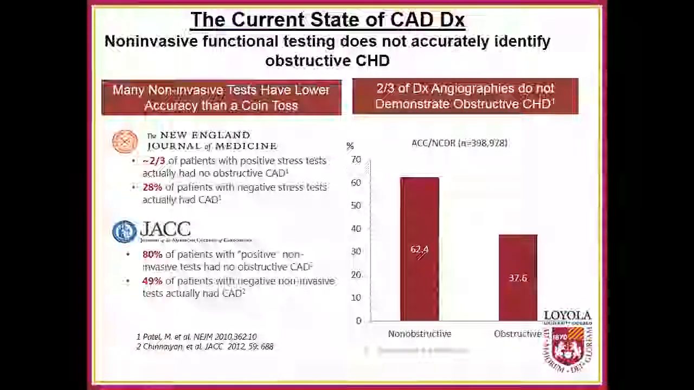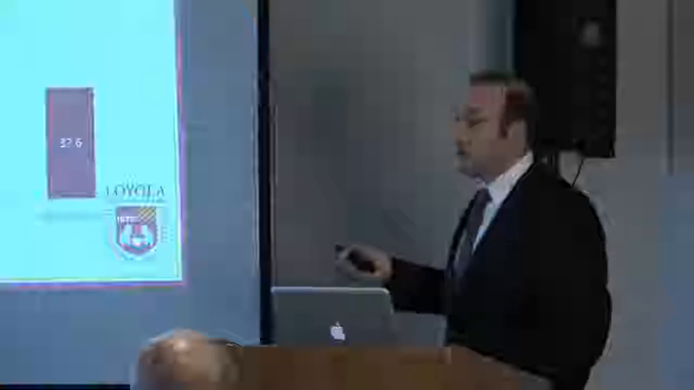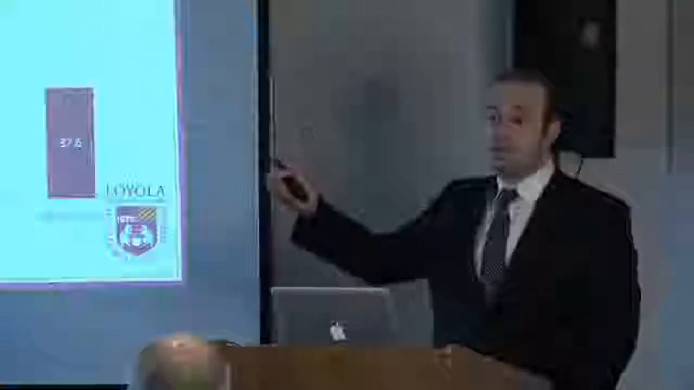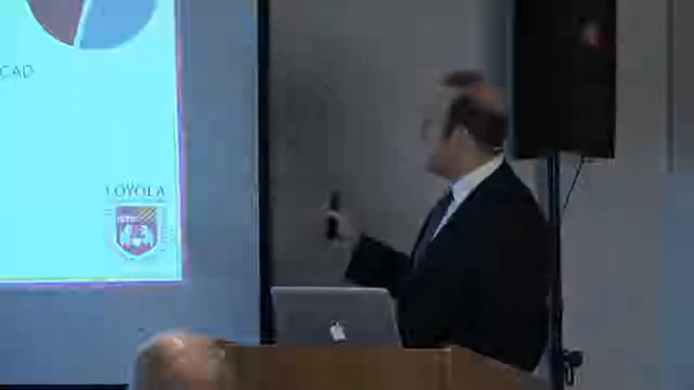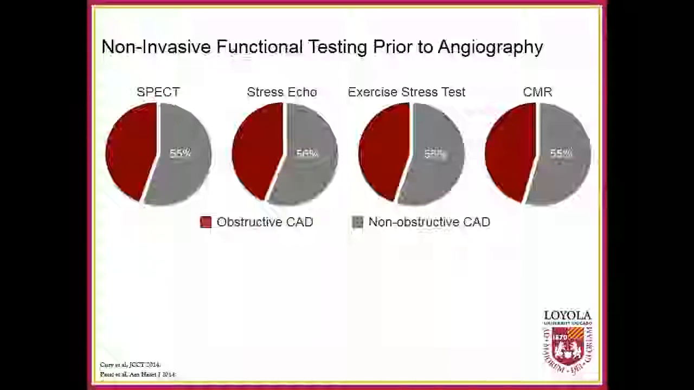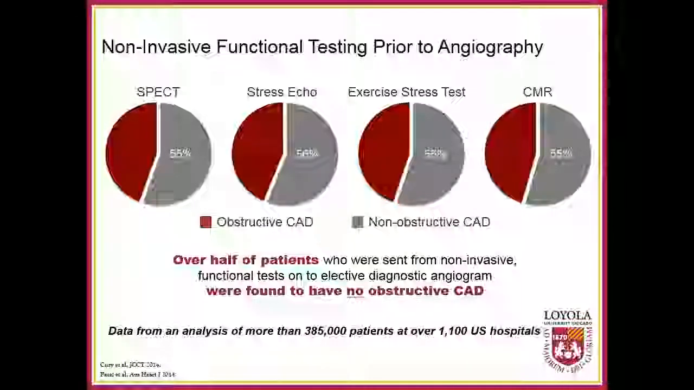So what does this data tell us? Well, one, we're cathing far too many patients only to tell them they don't have evidence of obstructive coronary artery disease. And two, we need a better diagnostic pathway to identify these patients prior to sending them to the cath lab. Irrespective of the non-invasive stress test modality, whether it be SPECT, stress echo, exercise ECG, or CMR, greater than 50% of the patients who subsequently undergo ICA have no evidence of obstructive coronary artery disease. And this is data from 385,000 patients from over 1,000 US hospitals.